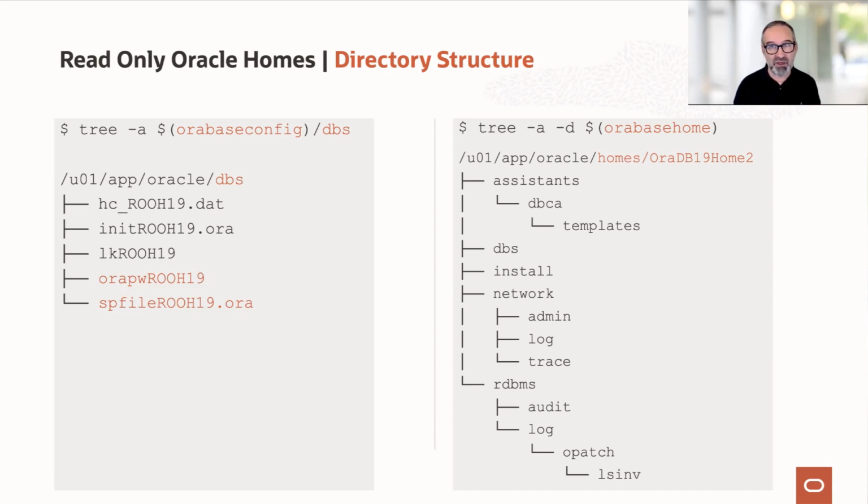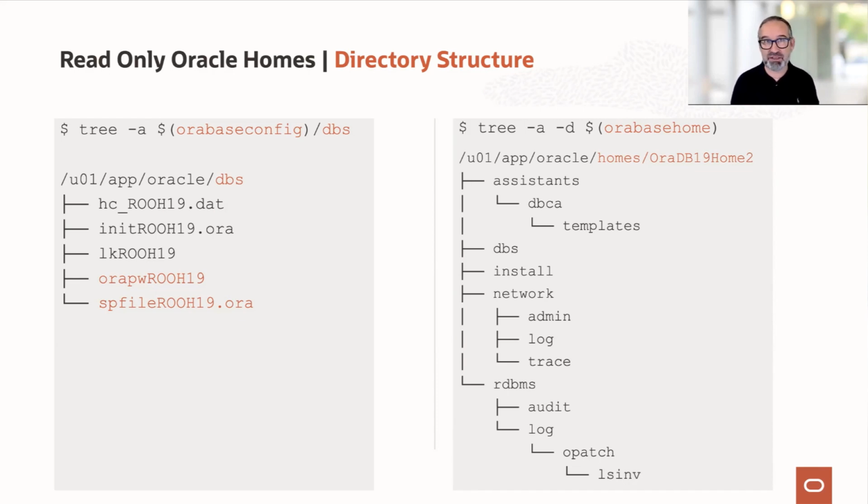Under the ORACLE_BASE_HOME, we find now the flexible parts of the installation, like the log files, OPatch, lsinventory stuff, network admin, dbs, install, assistants. So these two parts are very important, because when I exchange the home, I flip to a different home, then these stay constant. So my environment will always point to the files which I don't want to exchange when I provision a new home.